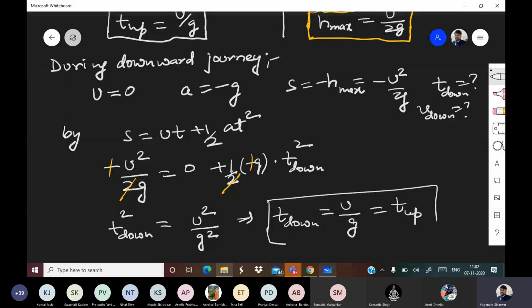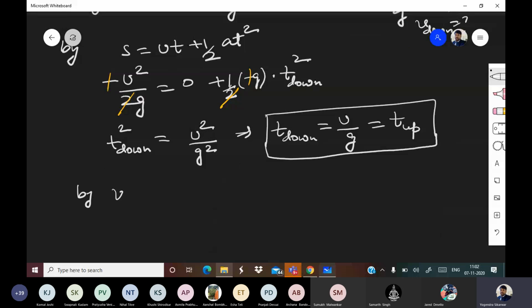So basically the time taken to go up and time taken to come down is the same in both the cases. t up is equal to t down is equal to u by g. Alright? Good. So this is the time. Now the next thing which we need is v down. So let us find that.